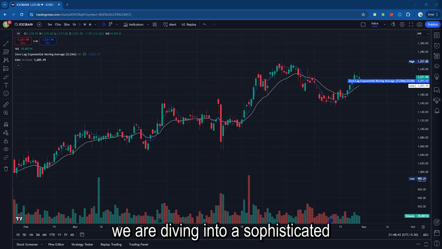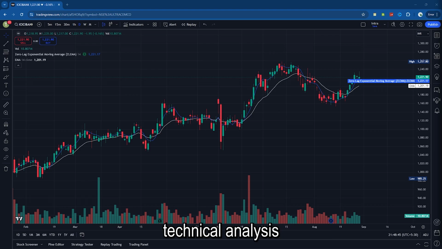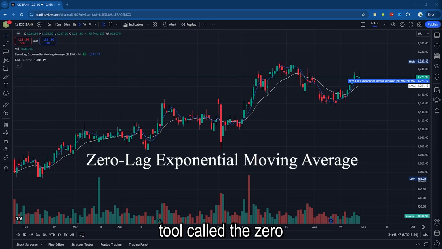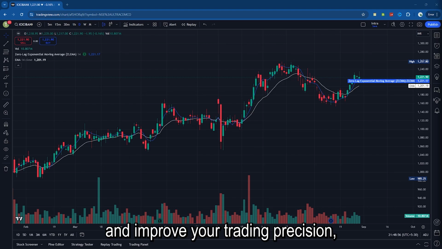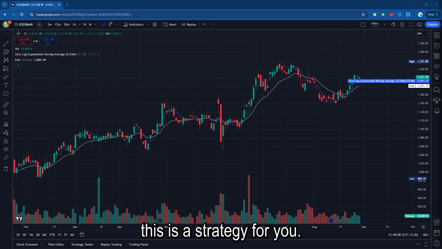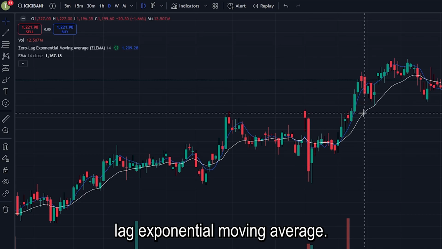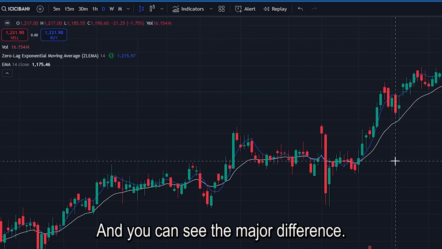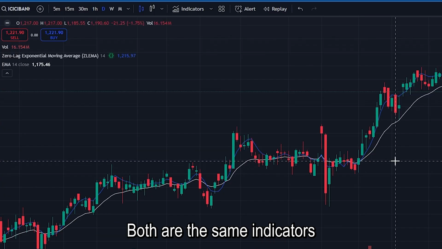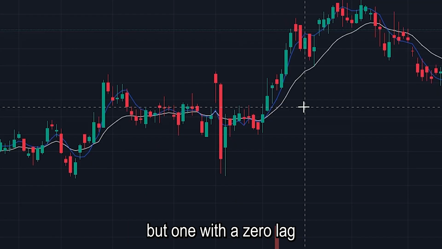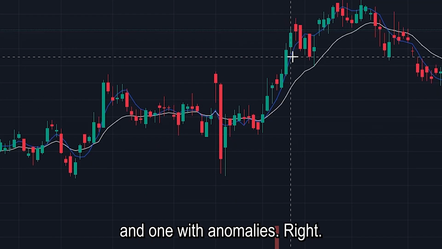Today's video we are diving into a sophisticated technical analysis tool called the Zero Lag Exponential Moving Average. So if you are looking for a way to reduce the lag and improve your trading precision, this is a strategy for you. Now if you see on this window, we have the exponential moving average and the zero lag exponential moving average, and you can see the major difference. Both are the same indicators, but one with a zero lag and one with a normal lag.